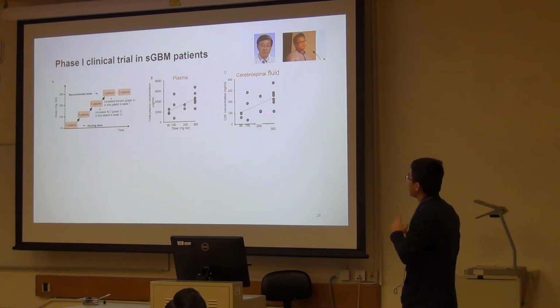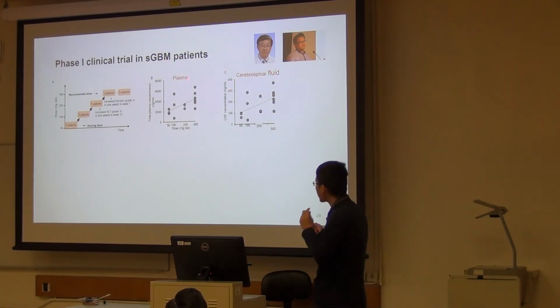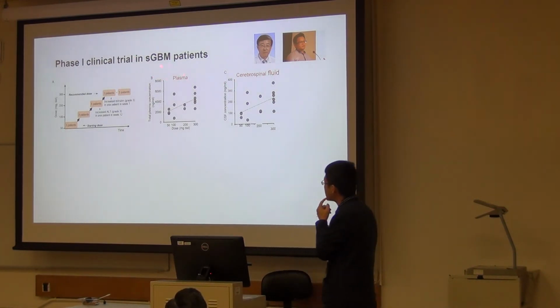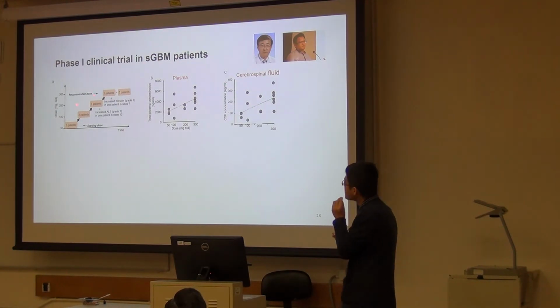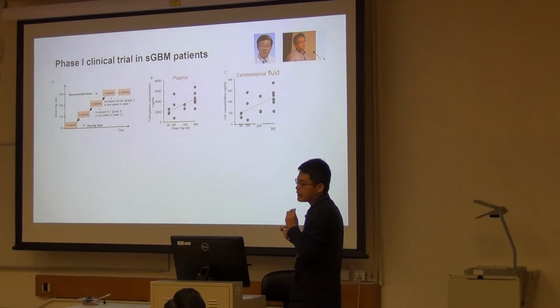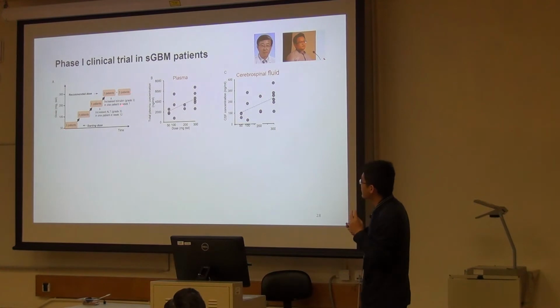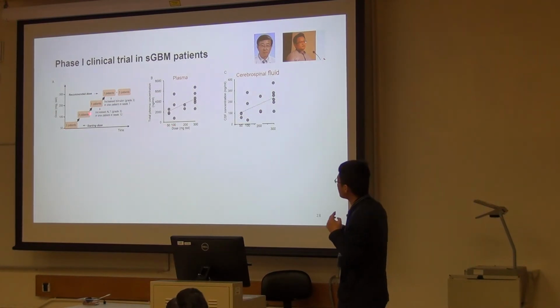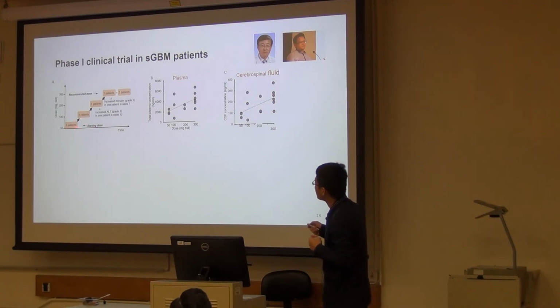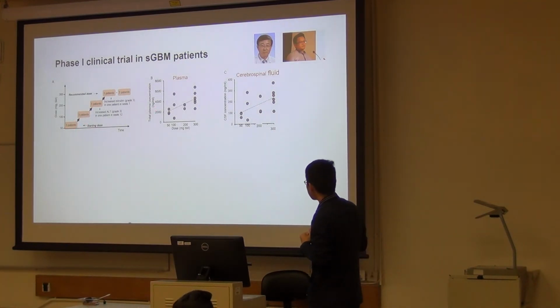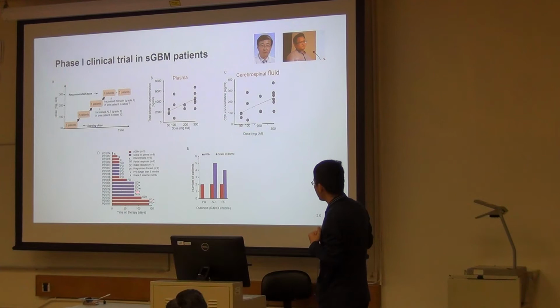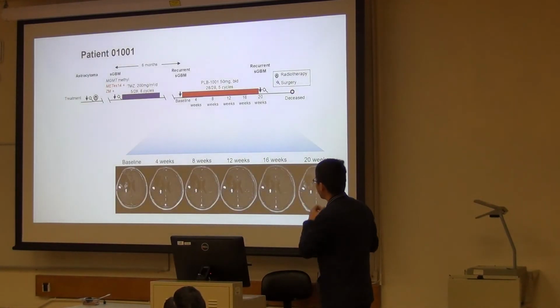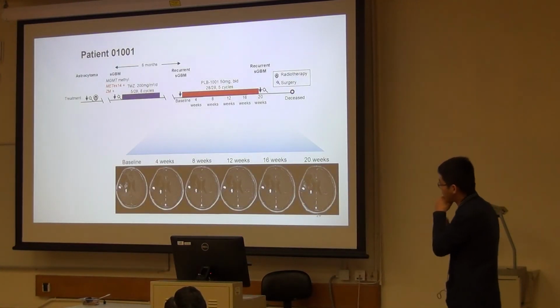And with this logic, Beijing Children's Hospital carried out a clinical trial targeting the MET alteration in SGBM patients. So in this trial, we enrolled 18 patients. These 18 patients took different doses of the drug. This is the standard 3+3 trial with different doses here. And in those patients, we observed 2 patients with partial response. I'm sharing with you the data about these 2 patients.